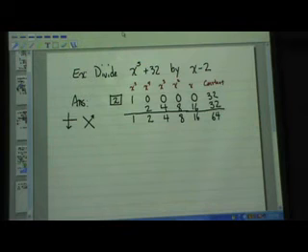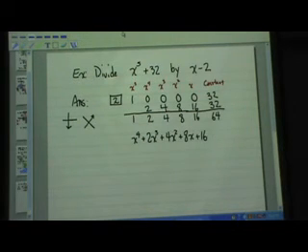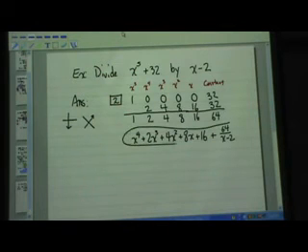Careful, problem's not over there. I have to put the x's back in. They go in 1 degree less. My original problem started with x to the 5th, which means my answer starts with x to the 4th. 1x to the 4th, plus 2x to the 3rd, plus 4x squared, plus 8x, plus 16. Oops, ran out of x's, but you're supposed to, because the last number is your remainder, and it goes on top of your divisor. So all of that would be your answer.